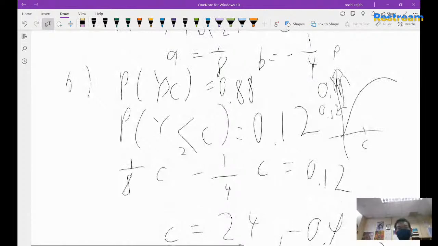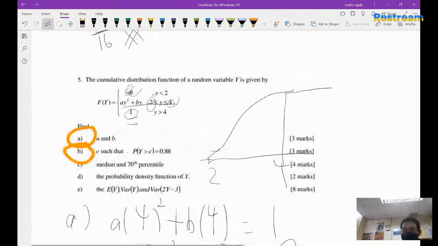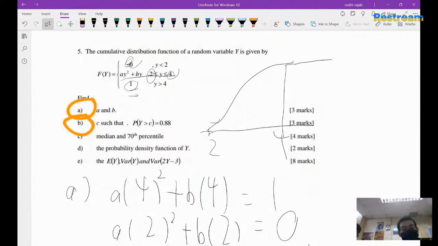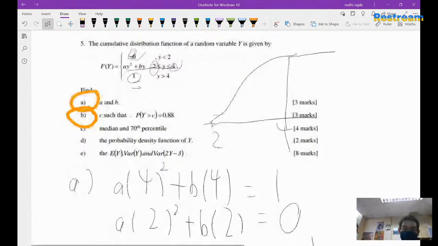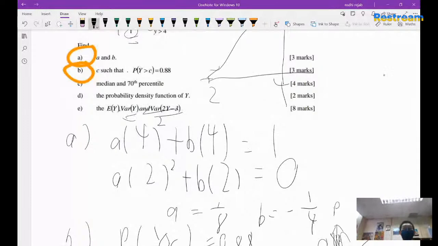Because the person who asked this question only circled A and B, I already did A and B. The median equals 0.5, and you can do it. The 70th percentile equals 0.7 probably. Yes, and the probability density function is differentiation. E(Y) is y times the function, then integrate. Variance of Y is y squared times the function inside, then integrate, minus the mean squared. Then the mean is 2, so just square 2 and subtract it from the variance you got here. You should be able to get this. Okay, that's it.